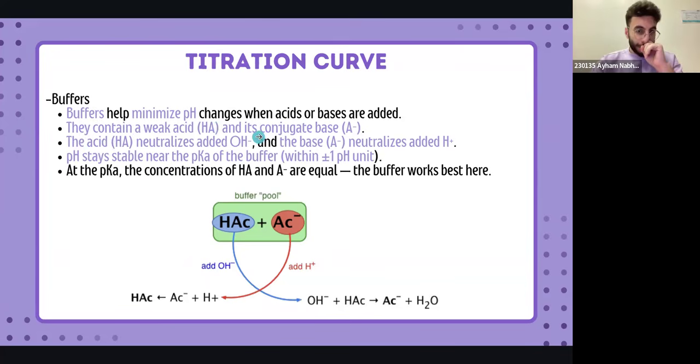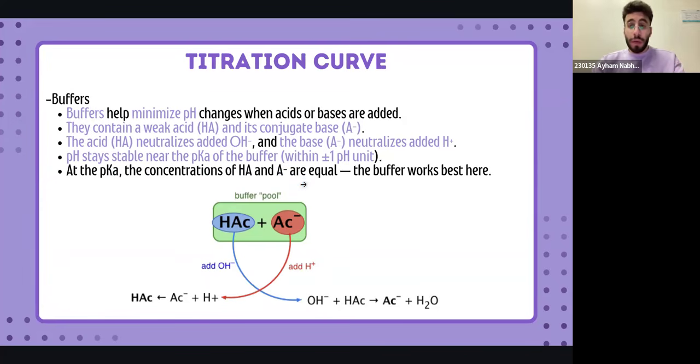So the idea of this buffer is just to keep pH stable and near the pKa value, which is, as I said, plus or minus 1 of the pH unit. At the pKa, the concentration of the weak acid and its conjugate base is going to be equal, because in that area the buffer works the best.